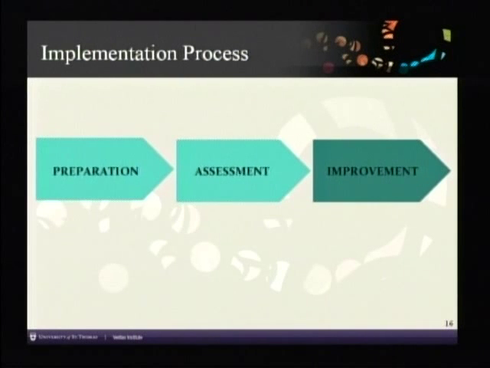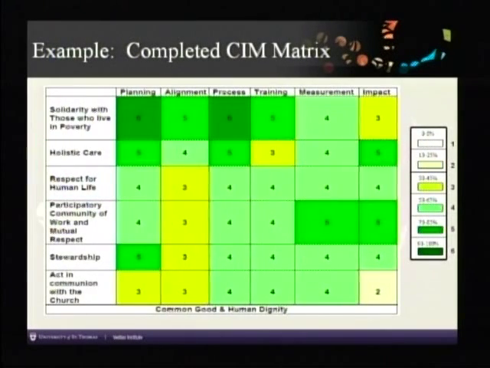So let's take a look at one example of a completed matrix. This matrix resulted from a SIM assessment that was conducted at a 350-bed hospital in a Midwestern city of about 200,000 people. And this assessment took place during 2011, so it's about 2 years old. Just to orient you to what you're looking at here, darker shades of green indicate relatively higher levels of performance. Lighter shades of green indicate relatively lower levels of performance.